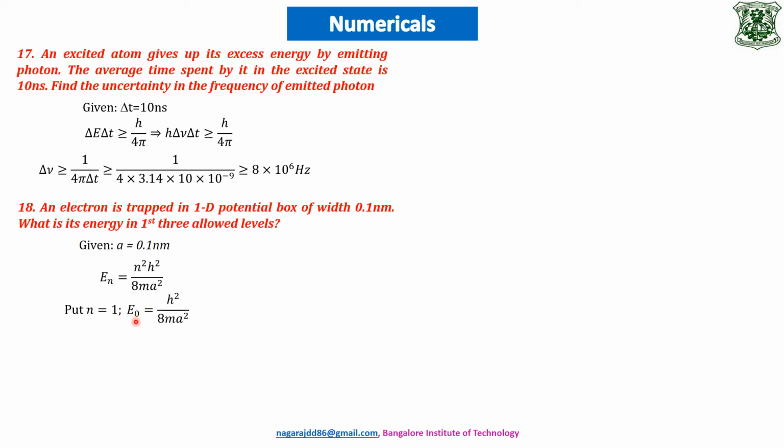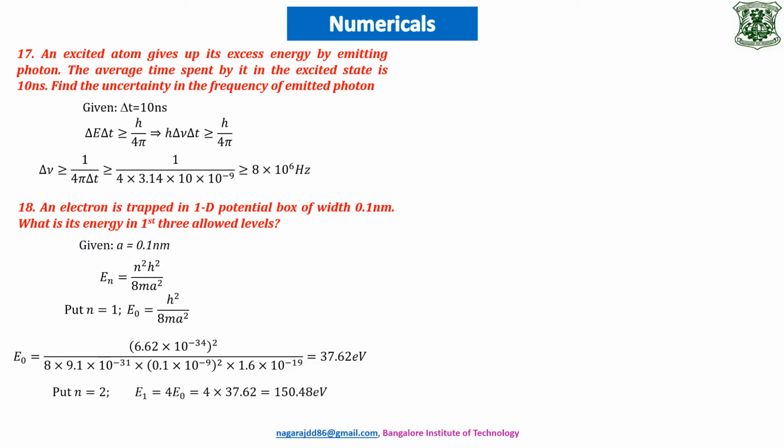This I have already explained in my regular class. E naught equals h square by 8 m a square. Substitute and simplify. While simplifying, please see that you get the answer in electron volt. So you have to put 1.6 into 10 power minus 19 in the denominator. So E naught comes out to be 37.62 electron volt.